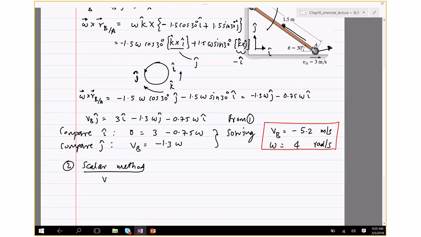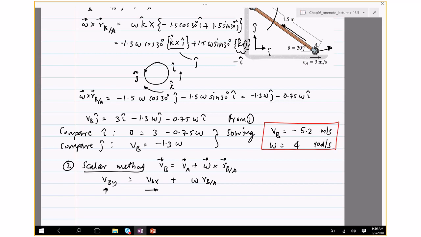So what we do is we try to write this equation as an equation of magnitude and direction. Okay, so velocity of B is in the y direction, that's upwards. Velocity of A is in the x direction, so that's to the right. And omega cross R_B with respect to A, I'm going to write that as omega times R_B with respect to A. Note that I wrote magnitudes. I need to write the direction of omega cross R_B with respect to A.